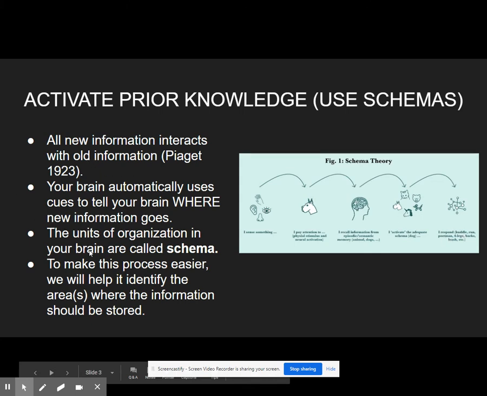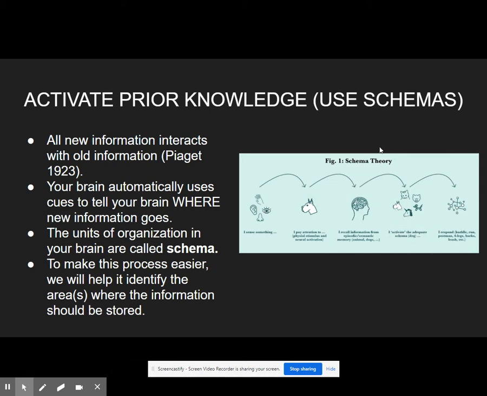We do know from psychology research, one of our forefathers in developmental psychology is Jean Piaget. You might have heard of him before. We'll talk about him in great detail. He found that all new information interacts with old information in this way. Your brain will automatically use cues to tell your brain where new information goes. So we're going to be trying to activate some schema, so we're doing this activation task.